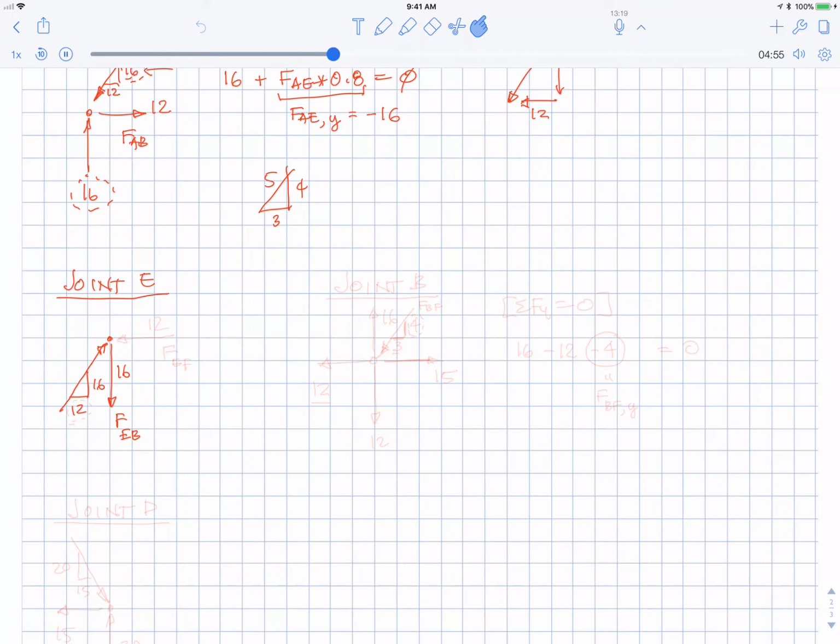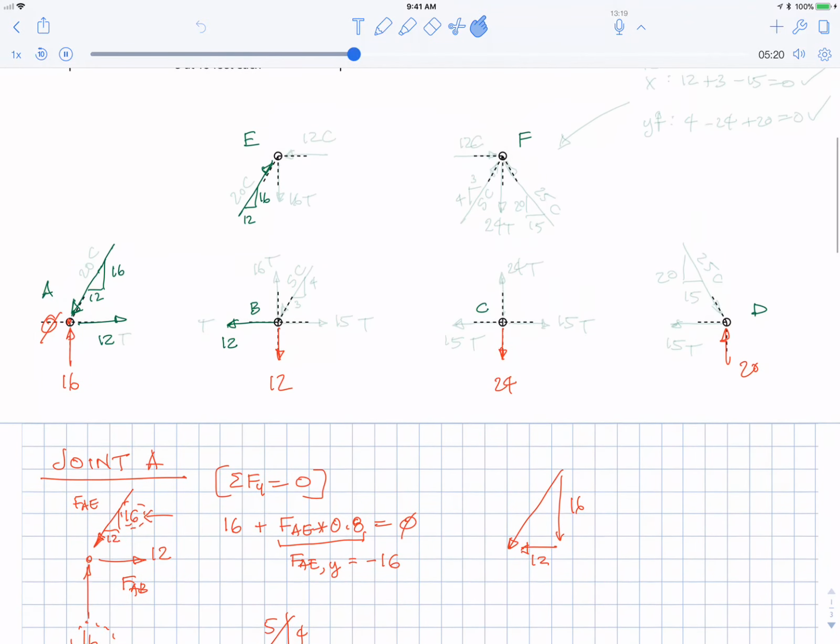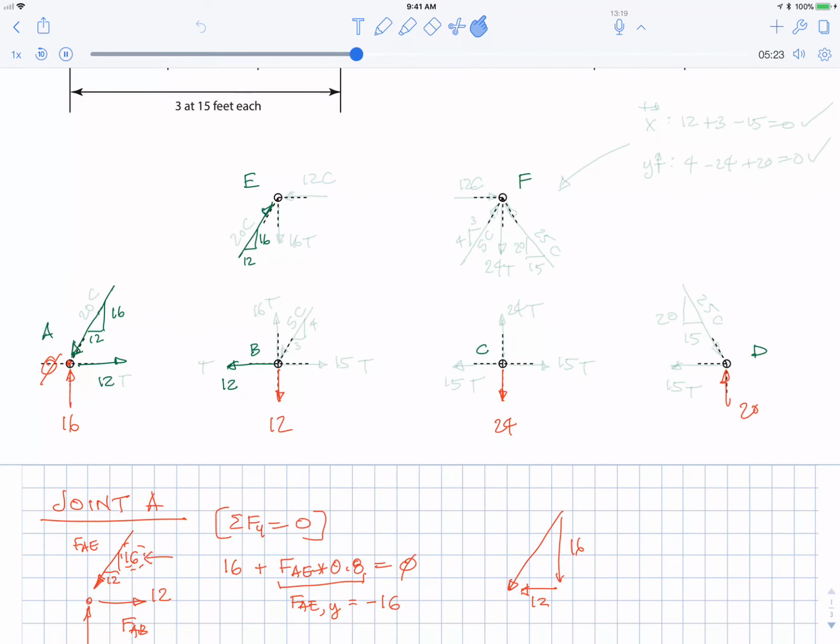Also, you can see that this one, that's FEF, that has to be 12, right? You see how this little 12 component's going to the right? This FEF has to be going to the left. I'm going to put that on our little score sheet above, and let's see where we're at.